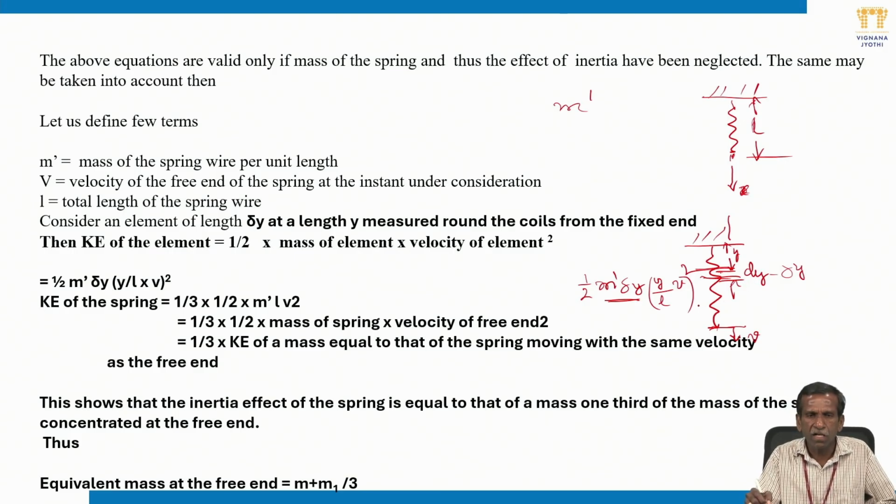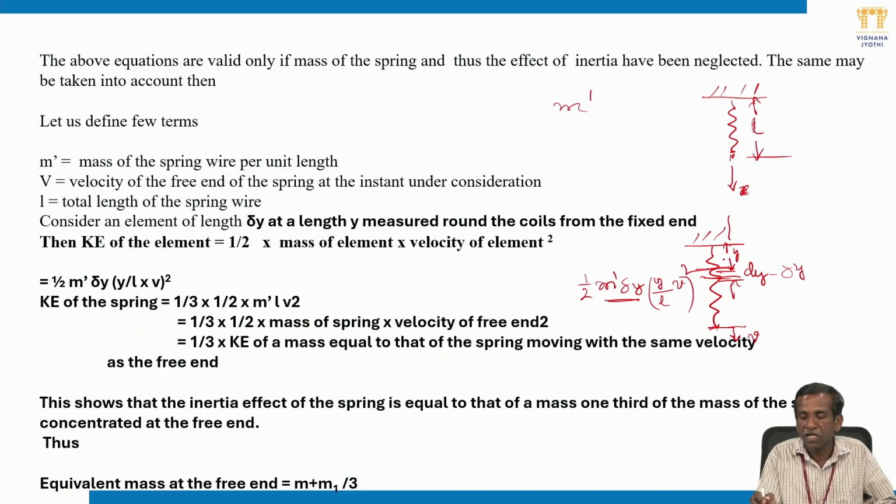So you are able to understand this is the kinetic energy for this element. Then for the entire spring kinetic energy, you need to integrate from 0 to L, because delta y is the thickness and y is the variable, delta y the differential variable. Then you can get the kinetic energy of the spring by integrating this from 0 to L, which gives the kinetic energy of the spring due to its own mass.